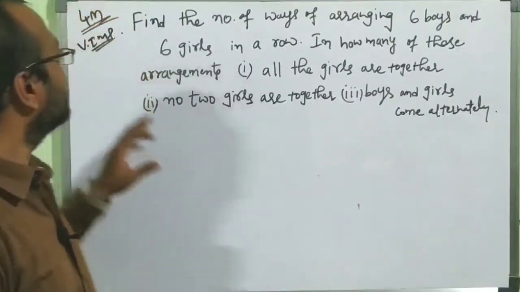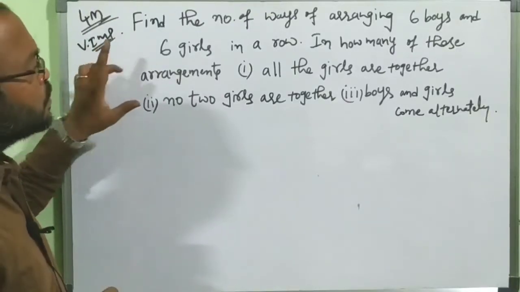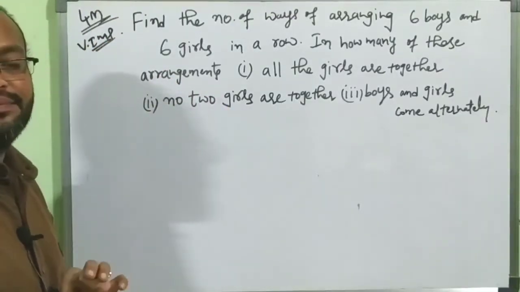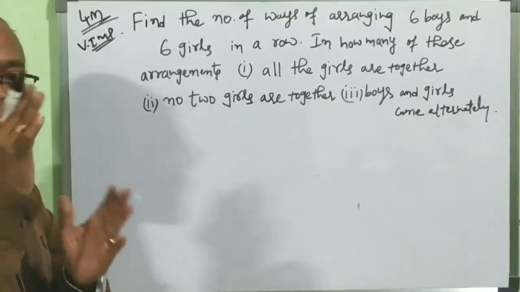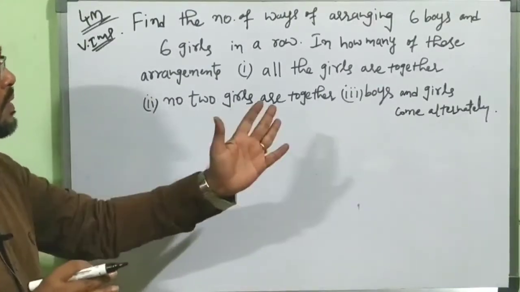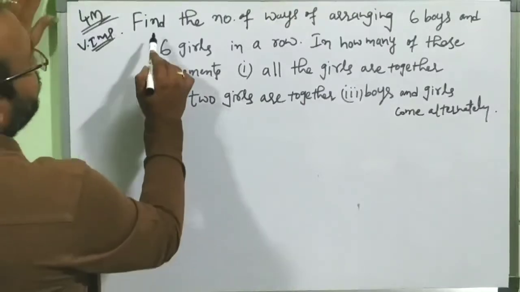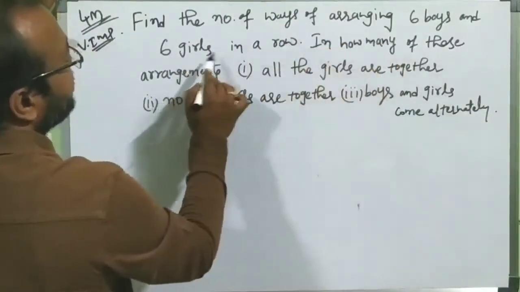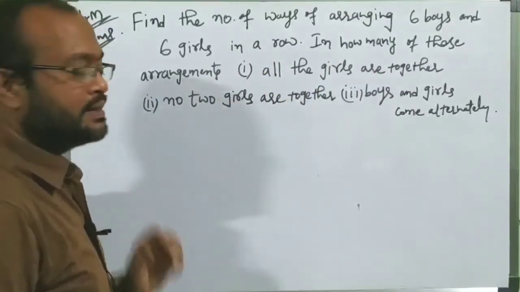Now we will discuss one more 4 marks question. So many times they give this question in the annual exam. By using the previous question's concept we will solve these problems. What he says here is: find the number of ways of arranging 6 boys and 6 girls in a row. So first we will discuss that.